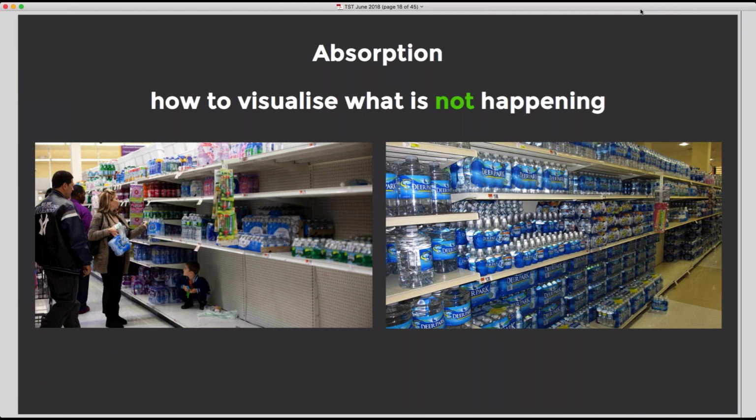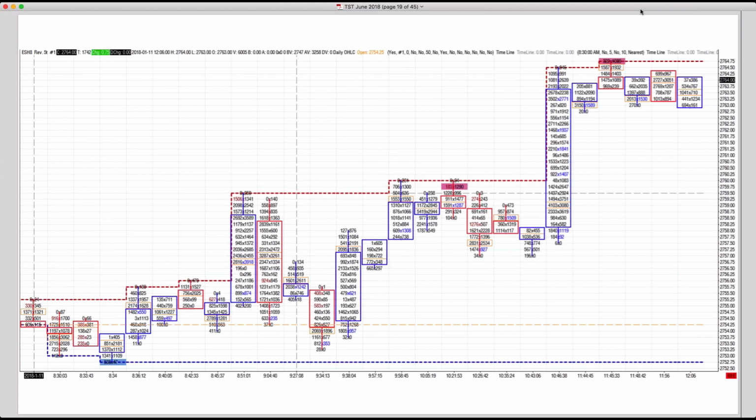When you equate it to the real world, it's quite easy, but on a chart, it can be a bit harder. You're trying to visualize what is not happening. Here's a chart that gives us some indications of absorption. We've got some blue bars at the lows and some pink bars up at the top. These colored bands are showing us where the passive supply or demand was stronger than the aggressive initiating trades.